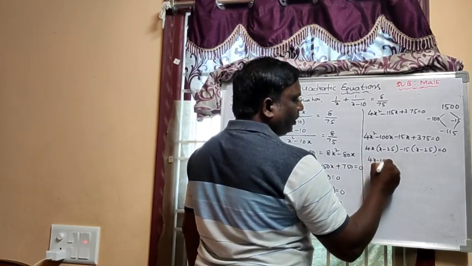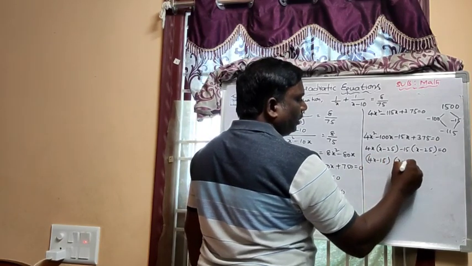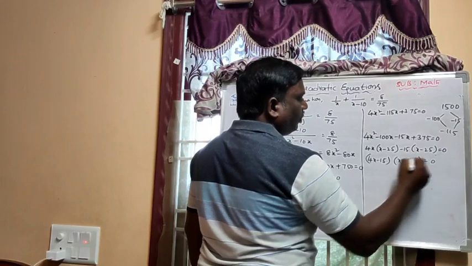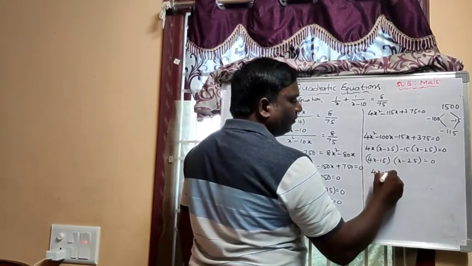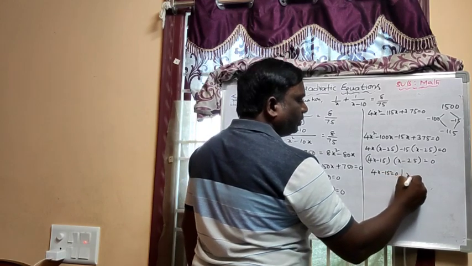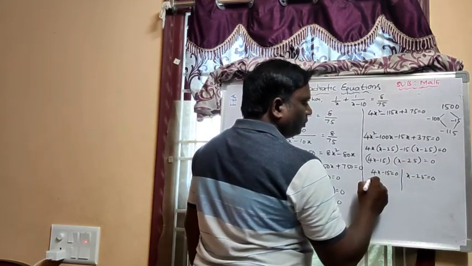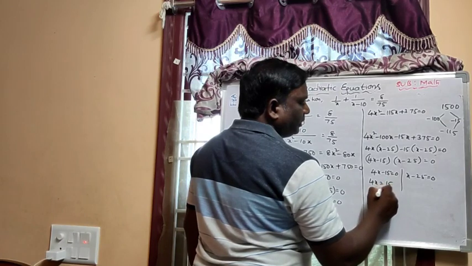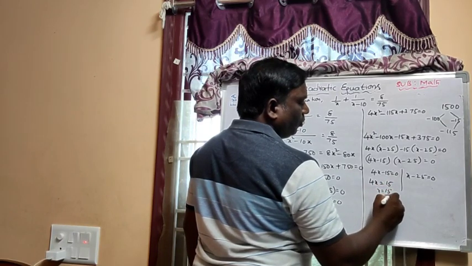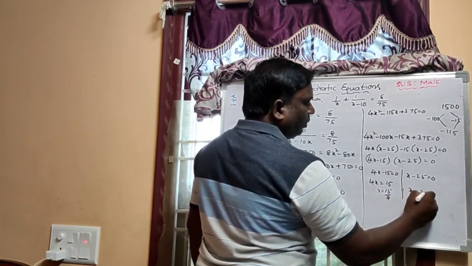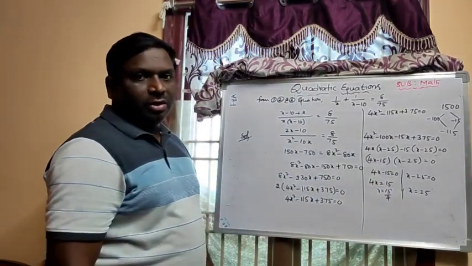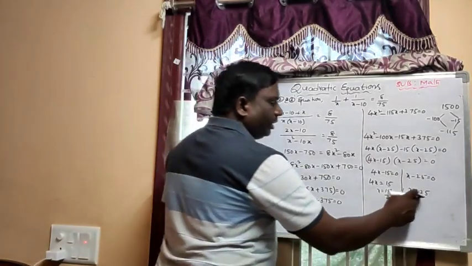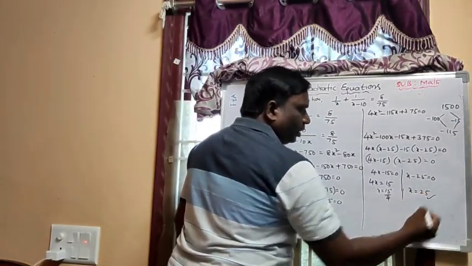(4x minus 15) is one linear factor, and another linear factor is (x minus 25), equal to 0. Two linear factors we need to make equal to 0. 4x minus 15 equal to 0 and x minus 25 equal to 0. So 4x equal to 15, x equal to 15 by 4, or x equal to 25. Here time cannot be a fraction, that's why we need to take the x value as 25.